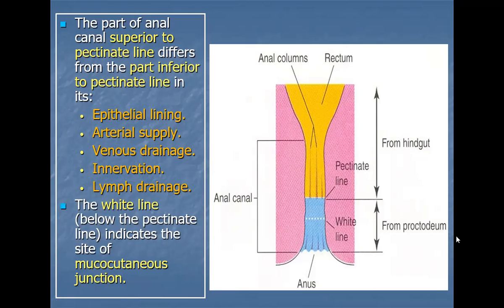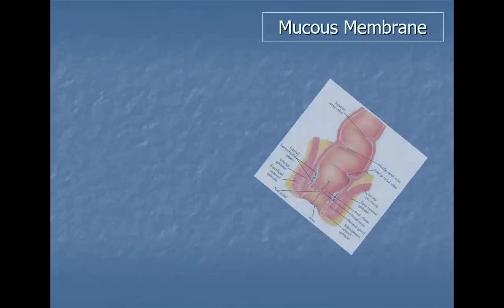There is one more additional line called the white line here. This is the pectinate line, the junction between the hindgut and ectoderm. What is this white line then? The white line below the pectinate line indicates the site of the mucocutaneous junction. Up to here there will be mucosa, just like it lines all the parts of the intestine. Up to here it is mucosa. Outside this will be the skin, because this part develops from the ectoderm, so it is covered by the skin. So even the diseases differ between above and below. So these are the two important lines. One is the pectinate line, the second is the white line.